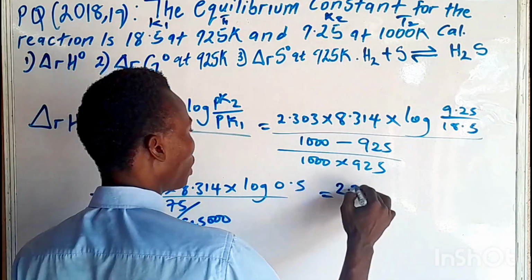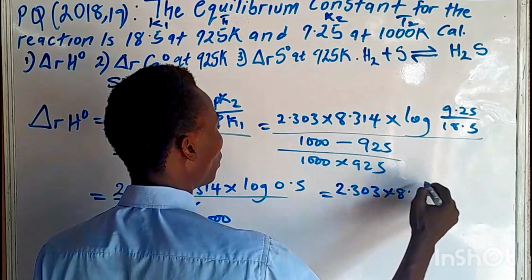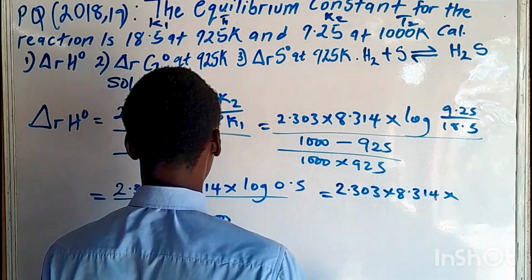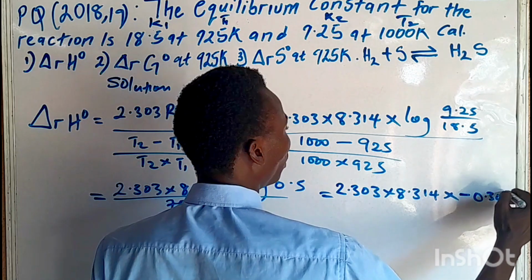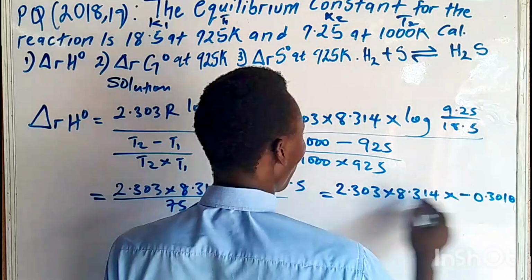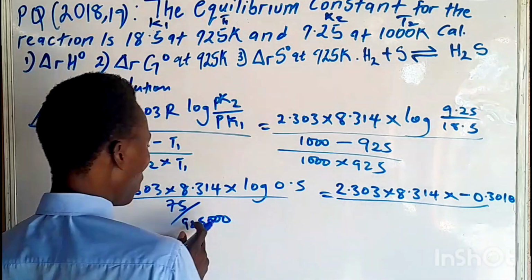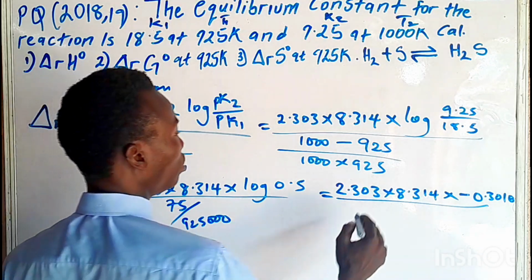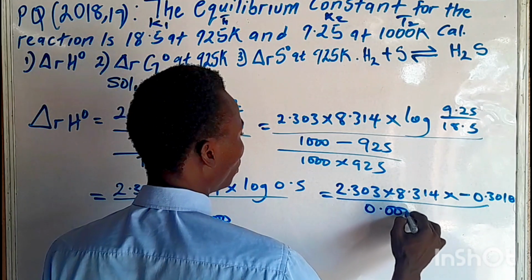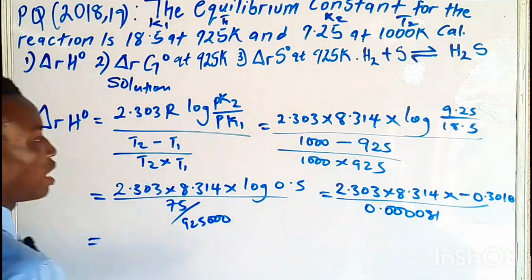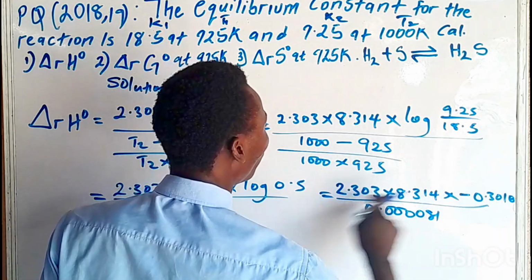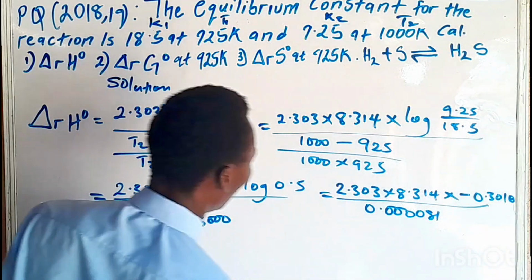That should be 2.303 times 8.314 times log of 0.5, which will give you minus 0.3010, divided by, when you use this one to divide this, 0.000081. That is the value for it. So the next thing is you are going to multiply all of them together.